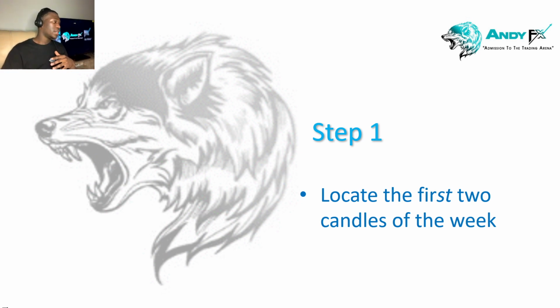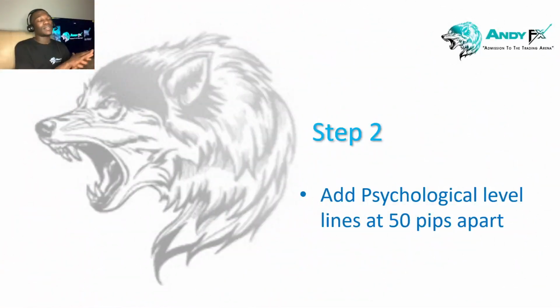After locating your first two candles of the week on the H4 time frame, you go ahead and start adding your cycle levels. Cycle levels are supposed to be 50 pips apart from each other. Cycle levels help you in terms of making your entry points, exit points, where to put your stop loss and where to put your take profit.